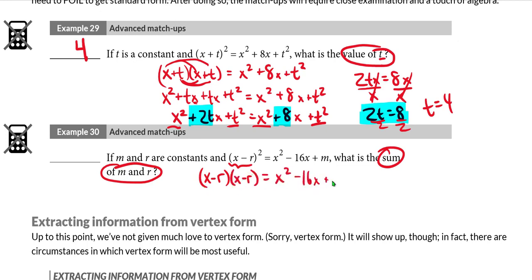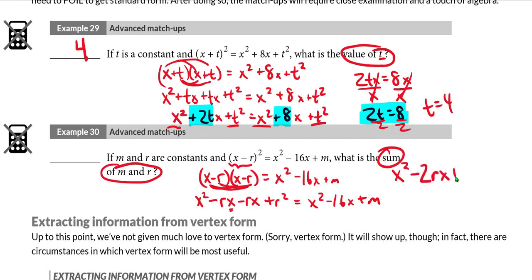So what I get over there on the left is x squared minus rx. Remember, I'm keeping the x second here, minus another rx. So that's x squared minus rx minus another rx, and then plus r squared equals x squared minus 16x plus m. Combining those two middle terms, I'm going to do that over here. So that's x squared minus 2rx plus r squared equals x squared minus 16x plus m. Running out of room there.